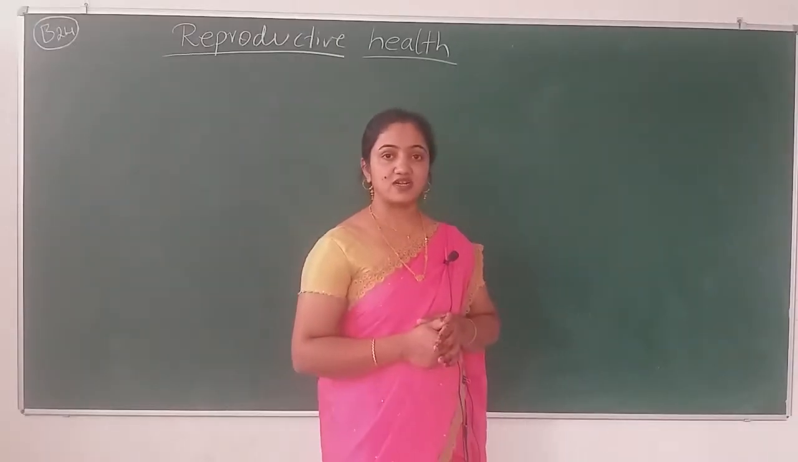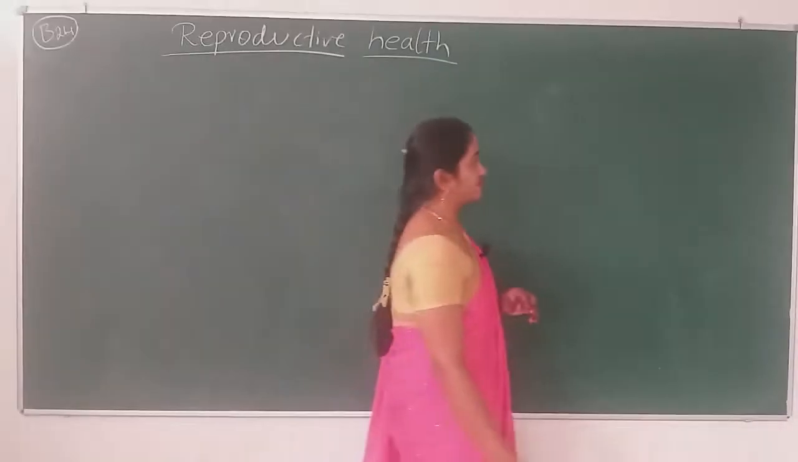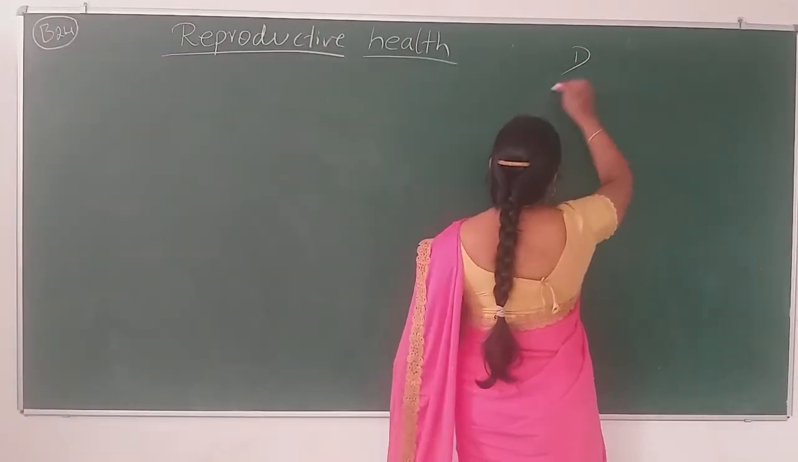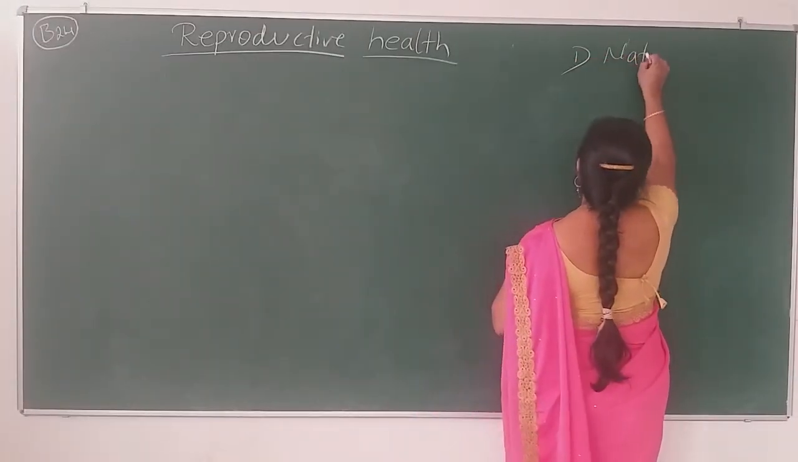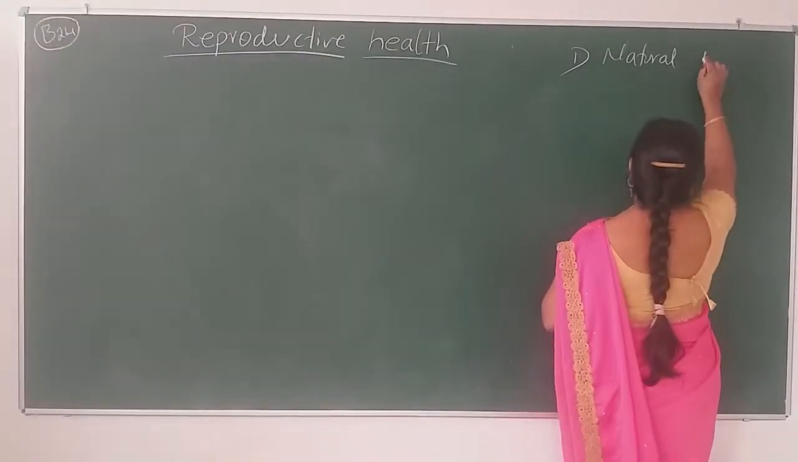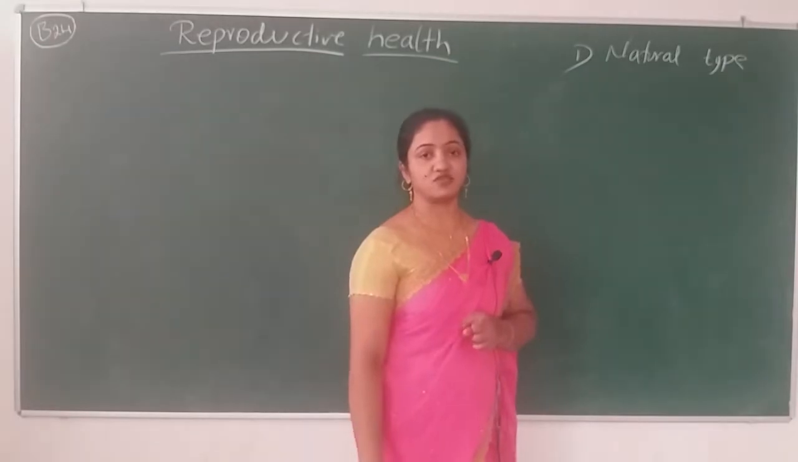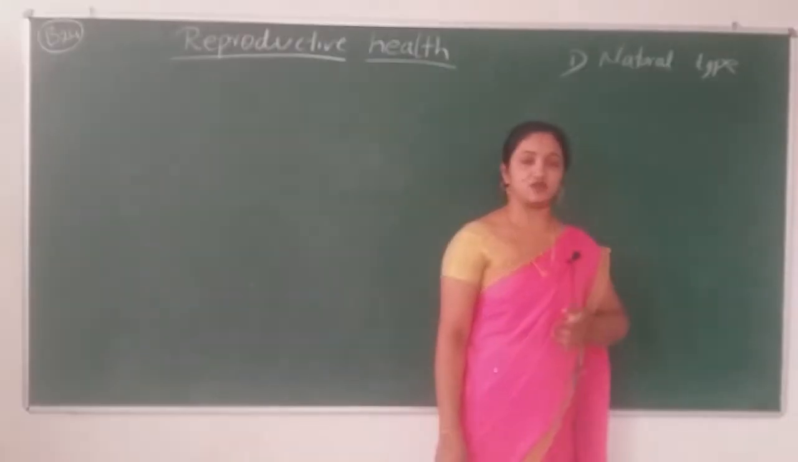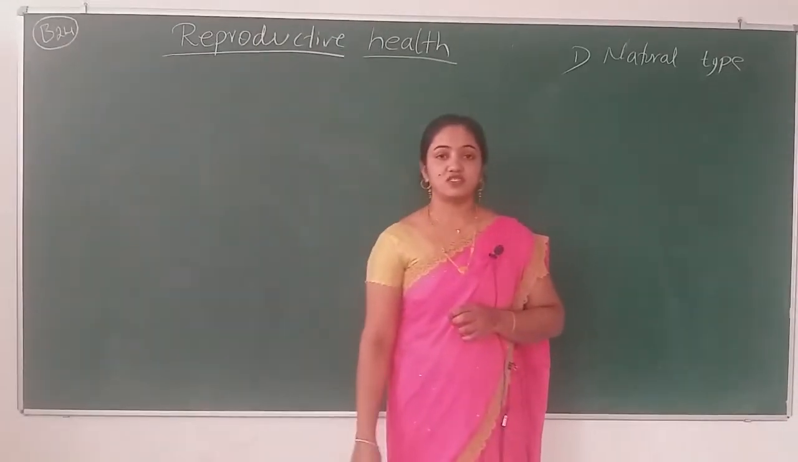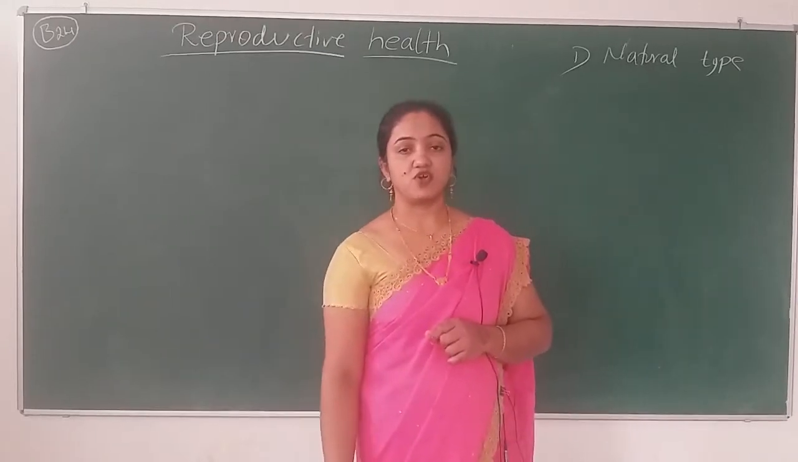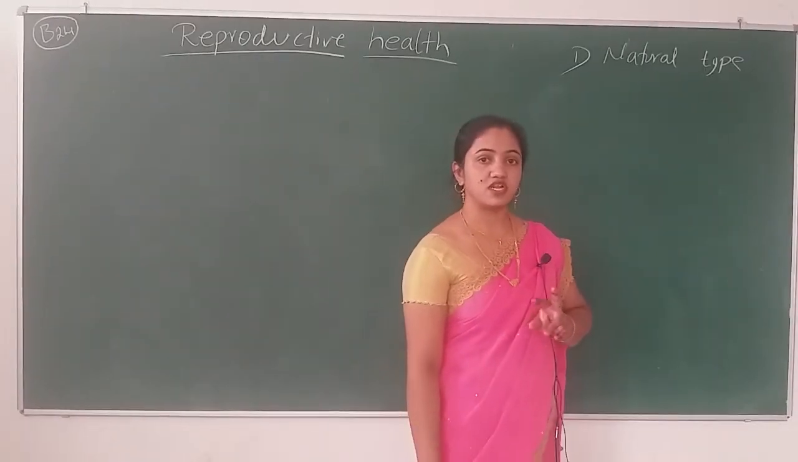So I'll start writing the very first contraceptive type, that is natural or traditional type. In 2015 there was one question on the natural type: List any two natural types of contraceptives. So that is for 2 marks.